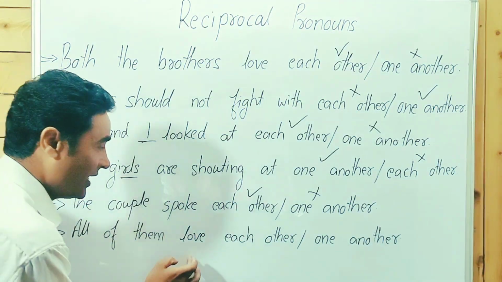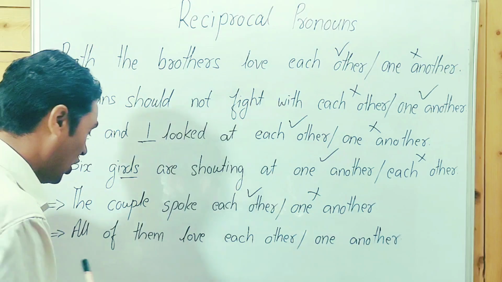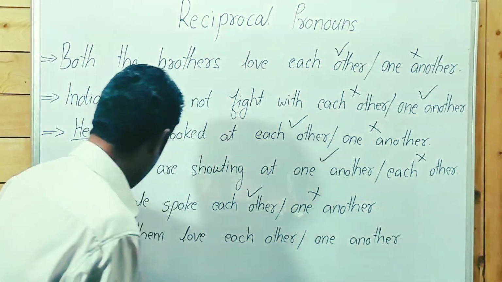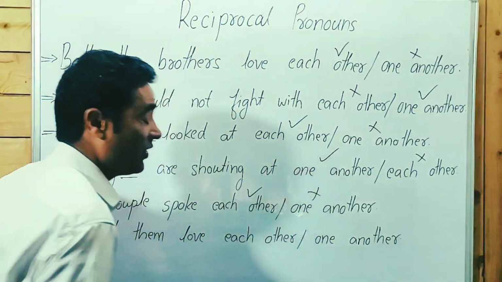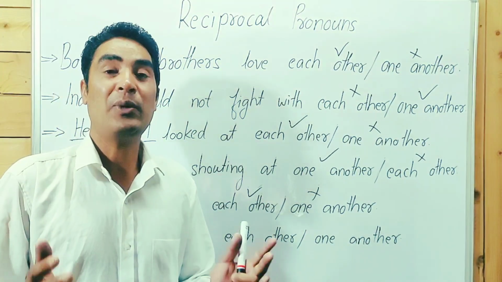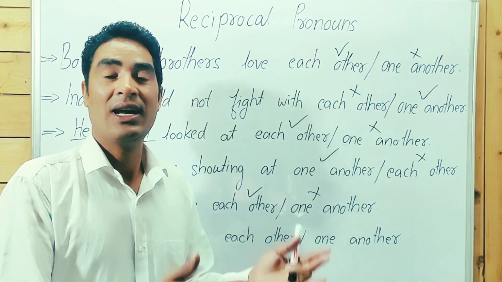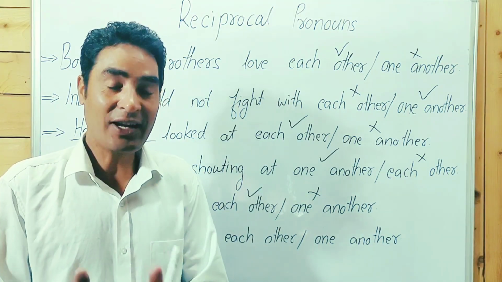All of them love each other. Okay, one another. Which one? All of them love each other and all of them love one another. All stands for more than 3 people or things. All stands for many out of many. I hope you know about it.